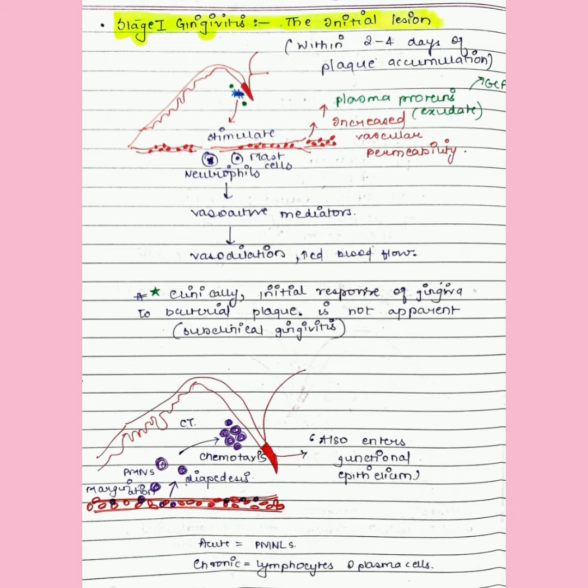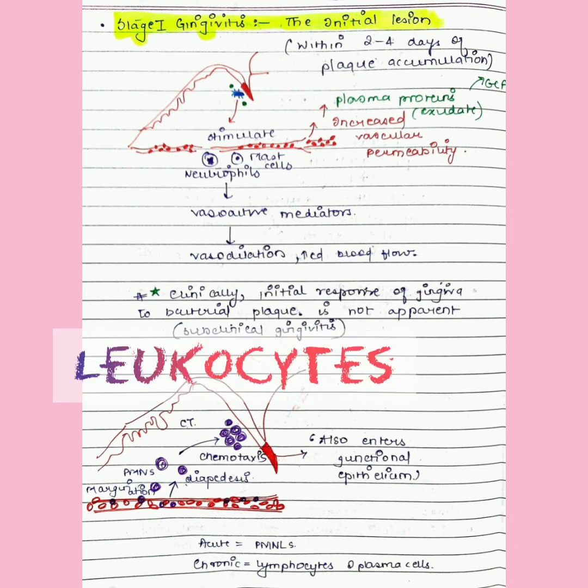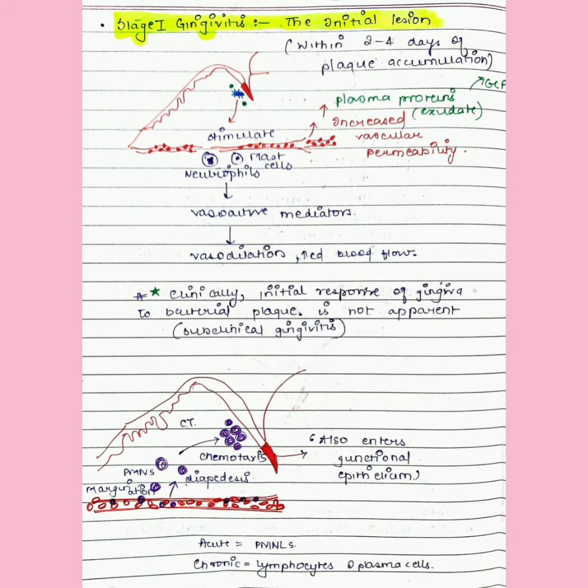Clinically there is no sign in this stage. That is also called subclinical gingivitis, that is, there are no signs like bleeding on probing or erythema. Now what happens is these lymphocytes get marginated along the blood vessels, lining the blood vessels, or they may come out of them, which we call diapedesis, and reach the connective tissue through chemotaxis. Sometimes they also enter the junctional epithelium in the later stages. It is in the chronic stages that the lymphocytes and plasma cells predominate.